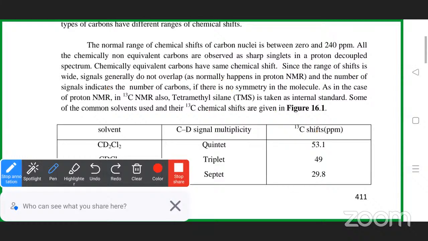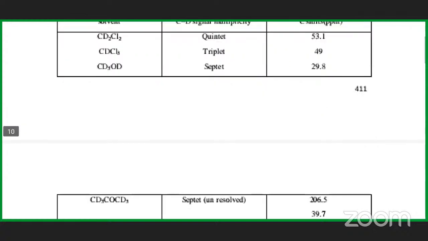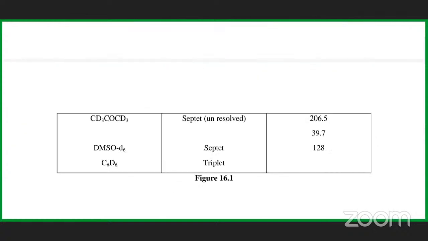Deuterated methyl alcohol has a multiplicity of septet, where 7 lines are obtained, and the absorption position of this deuterated methyl alcohol is 0.8 here. Signal obtained is a septet, and the absorption position is 206.5 here.